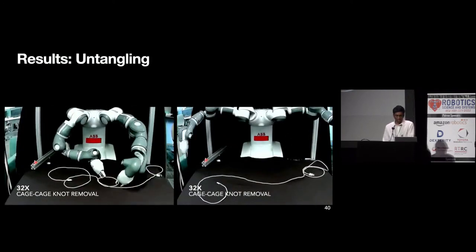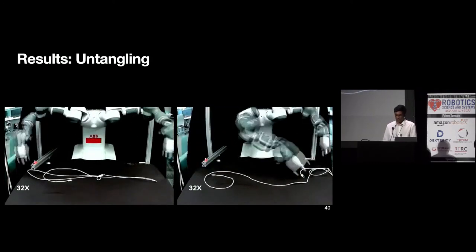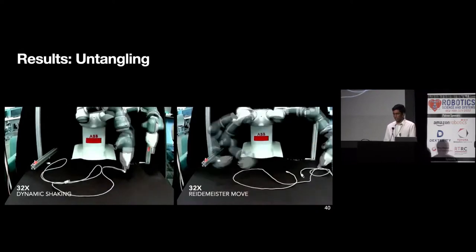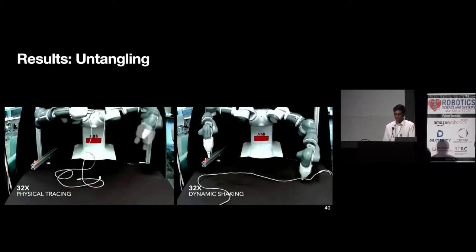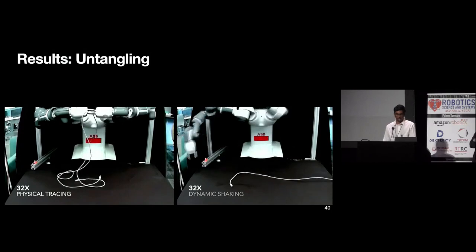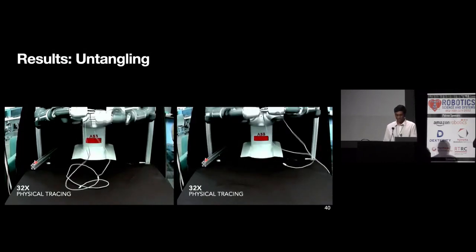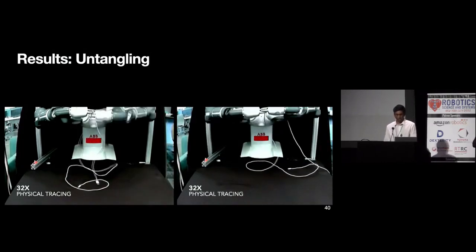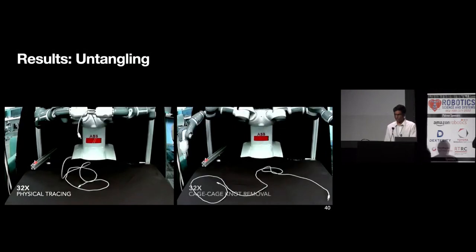In the second video, the robot loses its grip on the figure-8 knot as it pulls it apart. But then it shakes, performs a Reidemeister move, and then does one more shaking action. The figure-8 knot has been sufficiently loosened such that these dynamic motions fully untangle the cable. And then once again, it traces to verify that the cable is fully untangled.